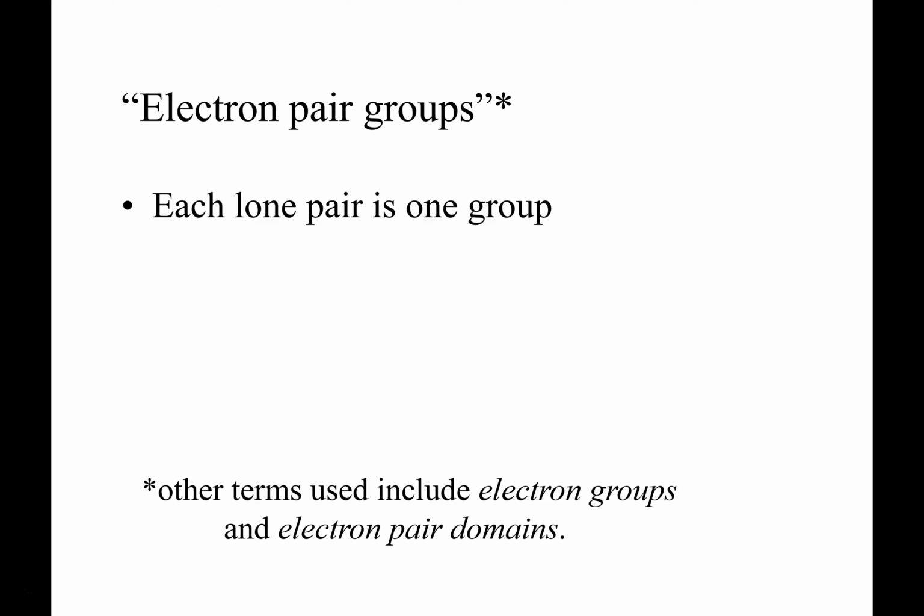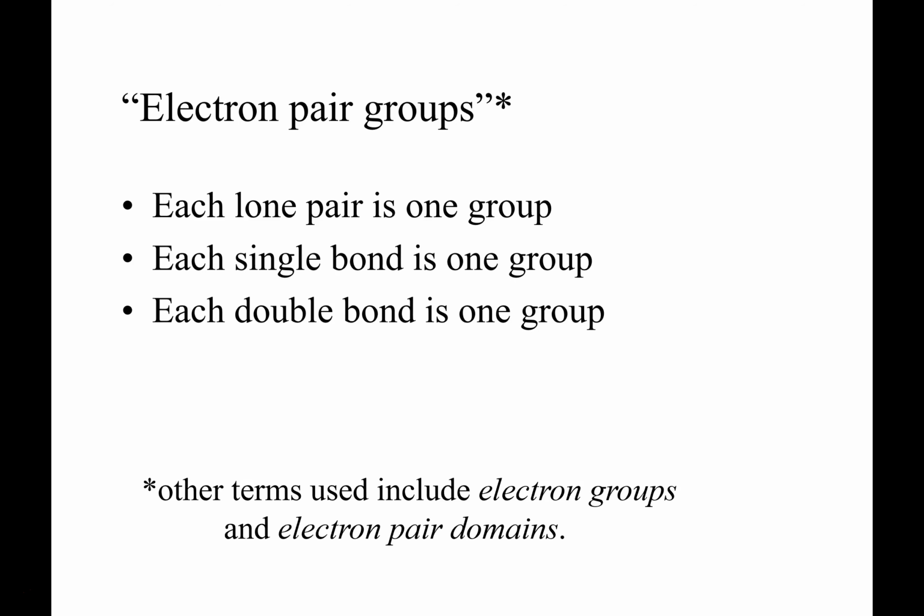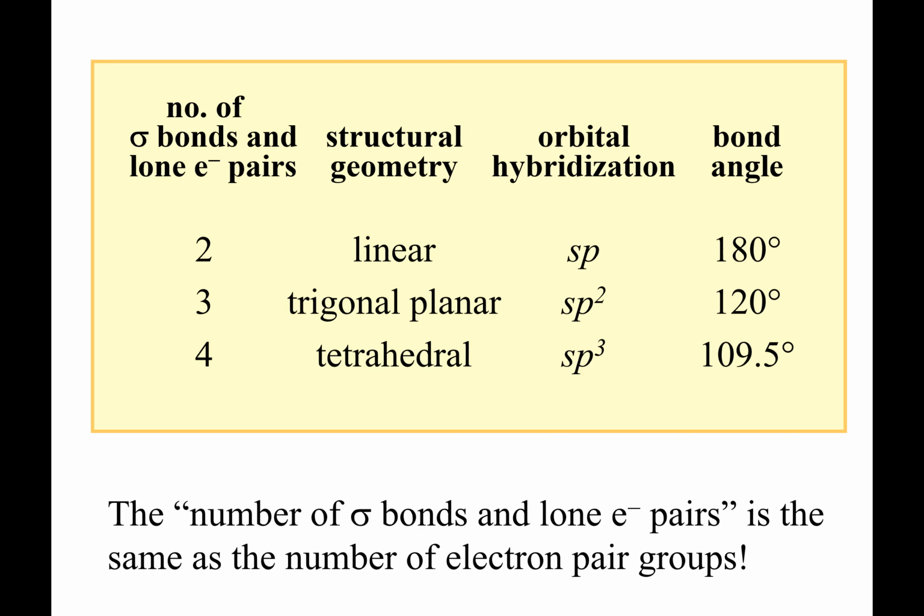So electron pair groups could be a few possibilities. An electron pair group could be dot dot, or lone pairs. It could be a single bond. A double bond would be a group. A triple bond would be another group. And these groups will repulse from each other as much as possible to give shape or geometry around an atom.